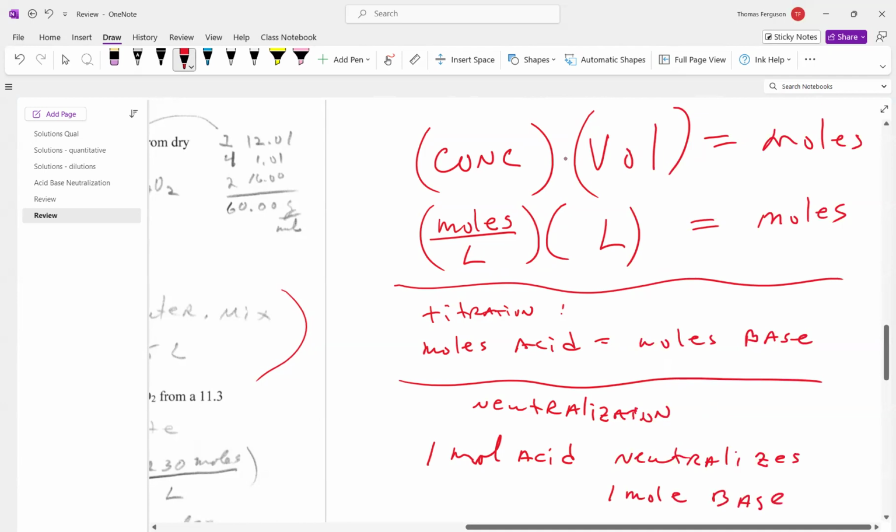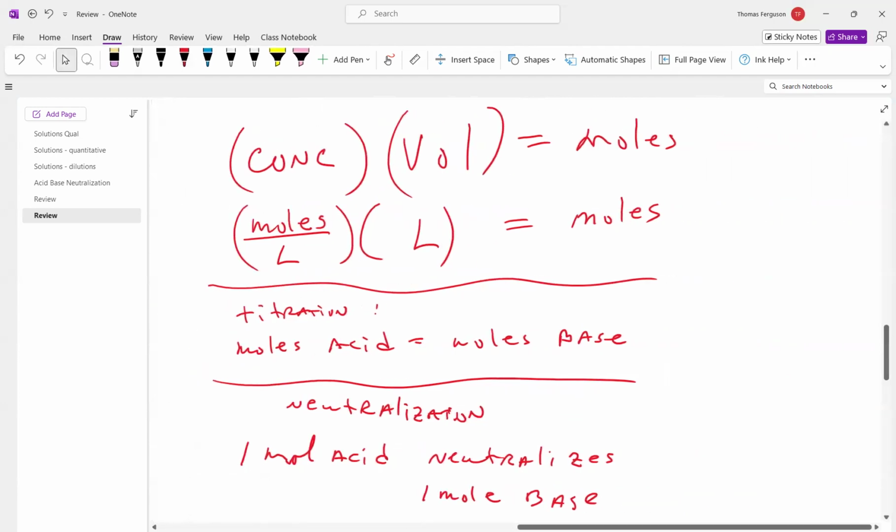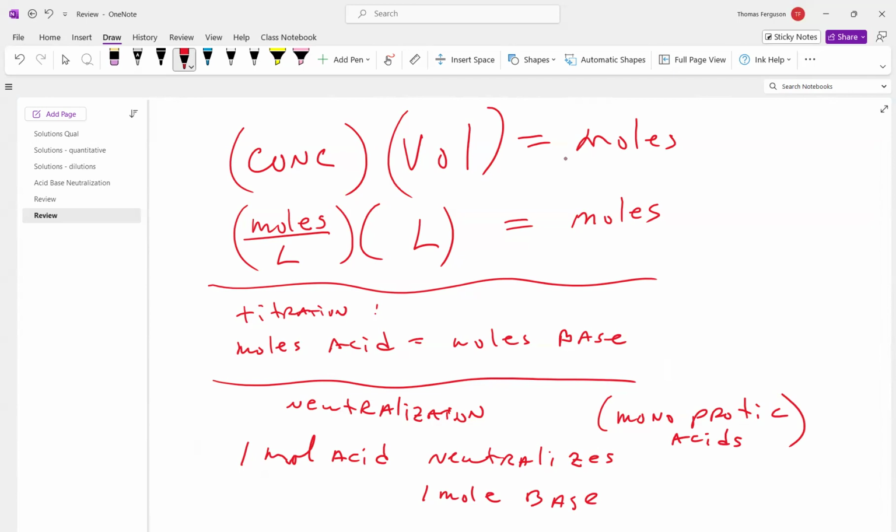One mole of acid neutralizes 1 mole of base. There's an assumption on that. That's for monoprotic acid. That means only 1 H comes off, not 2 or 3. That's why HCl is frequently used as a monoprotic acid, mono being 1. Sulfuric acid, 2 come off. Phosphoric acid, 3 comes off. Citric acid, 3 comes off.